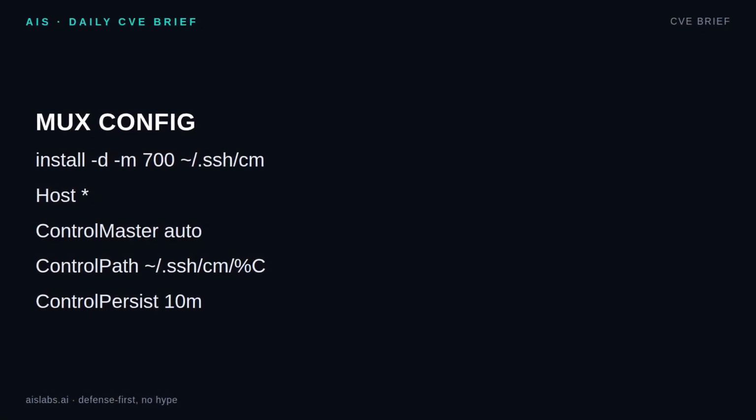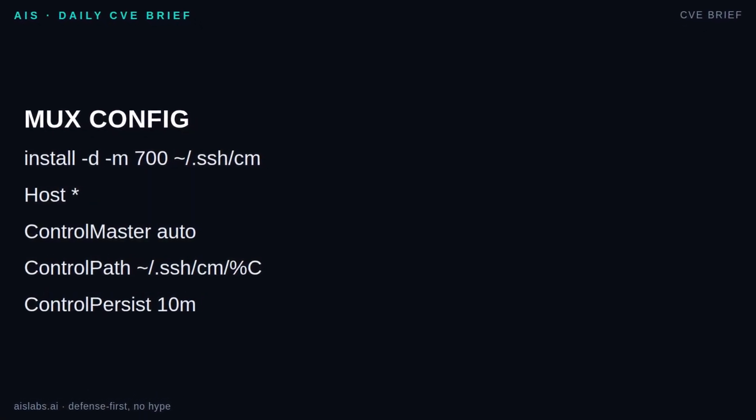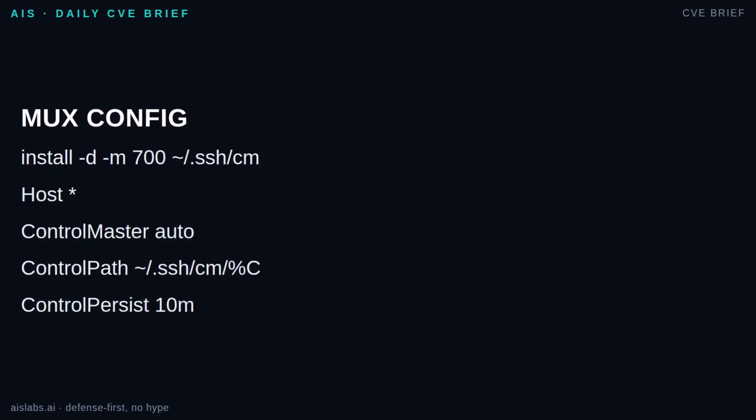Put this in your user SSH config, usually ~/.ssh/config. The install command creates a private directory for the control sockets. Also make sure ~/.ssh itself is mode 700, as shown in the description snippet. Host * applies this default to all hosts, though you can scope it to one host block if you prefer.